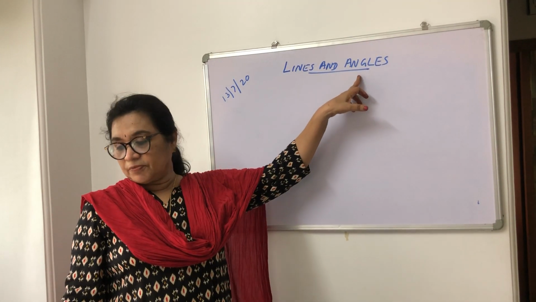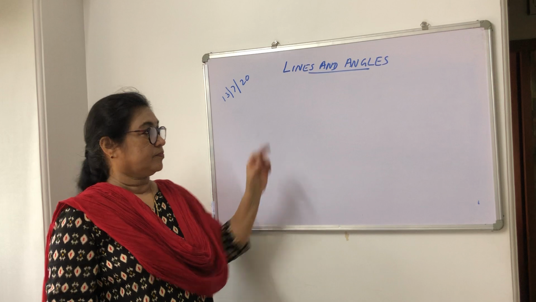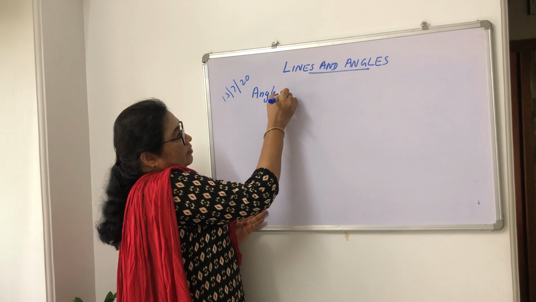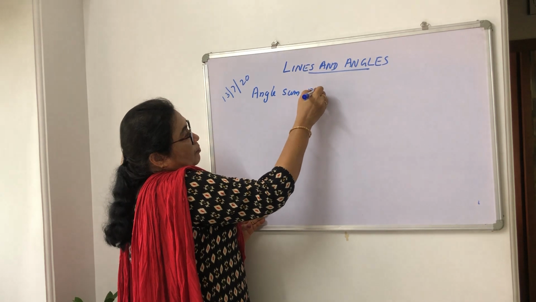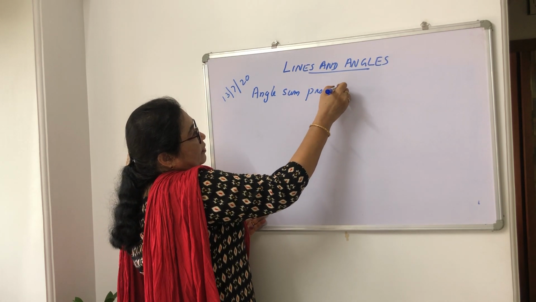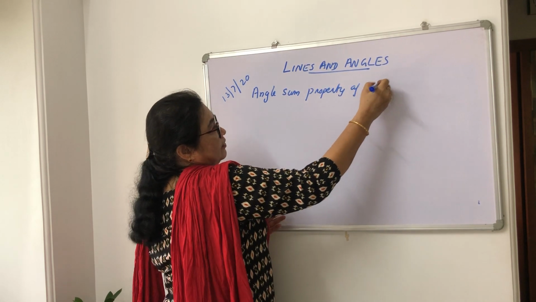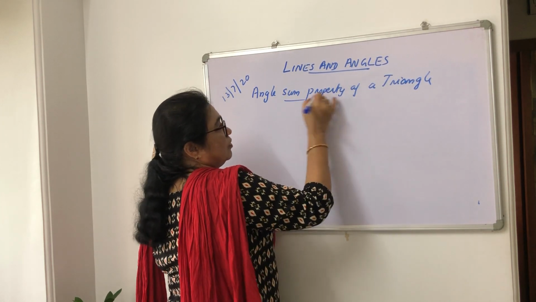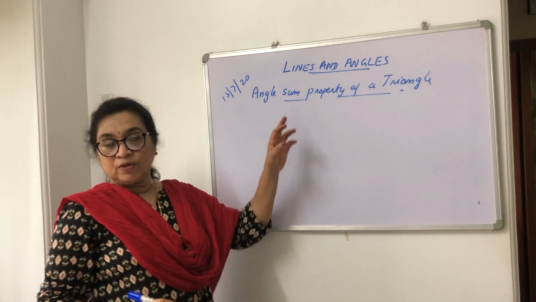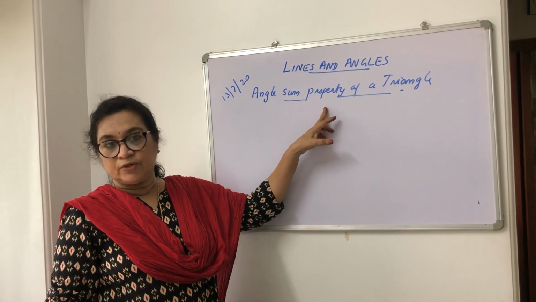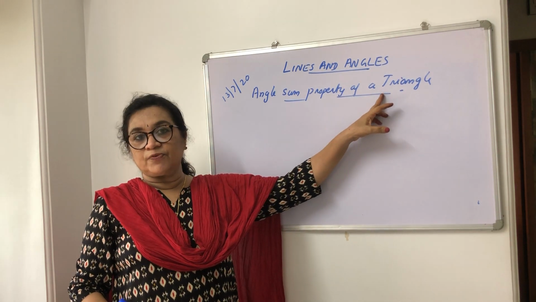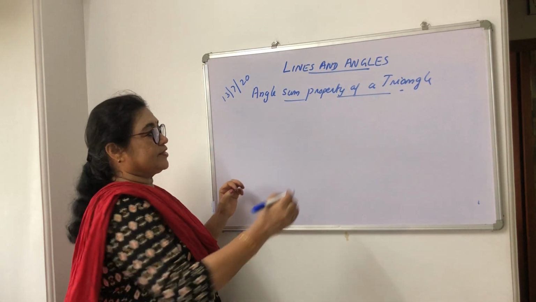Lines and angles chapter we are continuing. Angle-sum property of a triangle. You have already learned this theorem in your lower classes. The sum of the three angles of a triangle is 180.